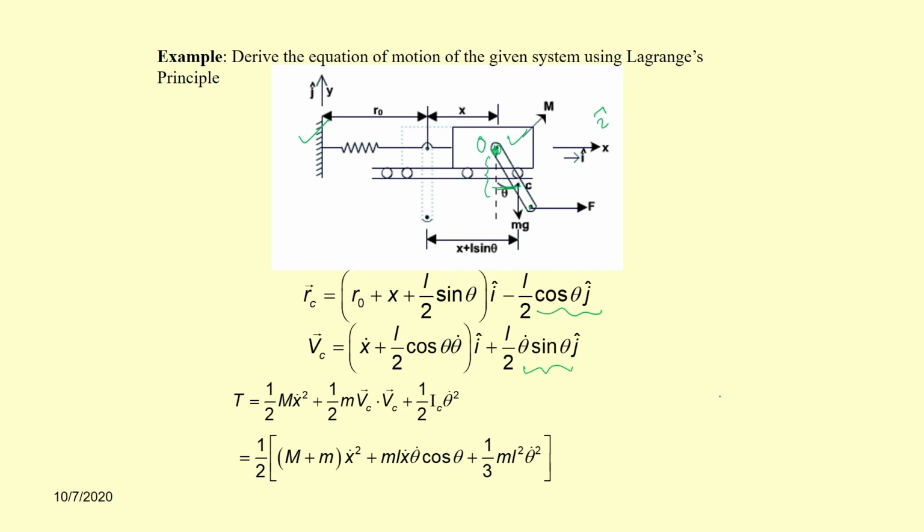Without solving or expanding this equation manually, you can use symbolic software like Mathematica or Maple, or you can write it in MATLAB in symbolic form to differentiate. First you write down your RC, the position vector, then differentiate to get the velocity, then write the expression in symbolic form so as to get this equation of the kinetic energy.